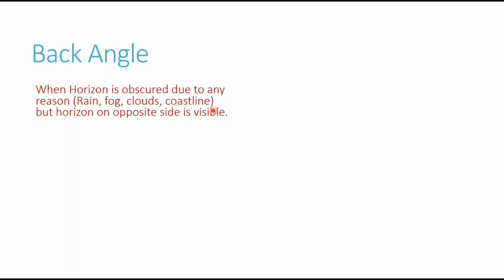For true altitude, we need to have the center of the body as well as the horizon both visible to us, and we measure the angle between these two using the sextant. So in these scenarios, when the horizon is not visible, it will not be possible for us to take a normal sextant altitude of the body.